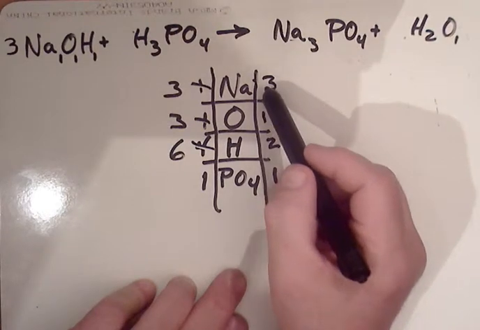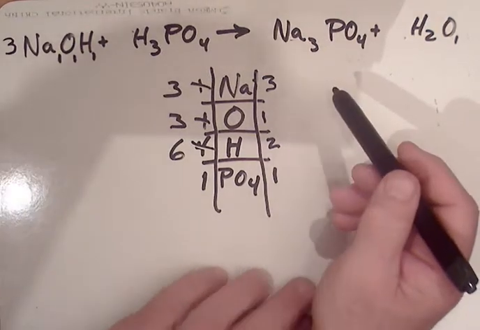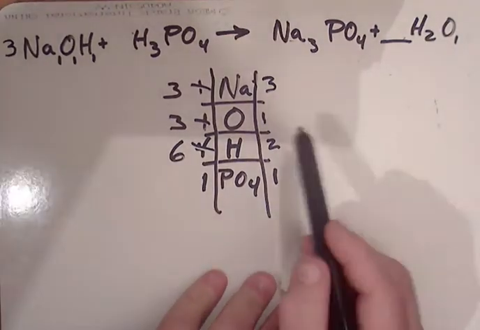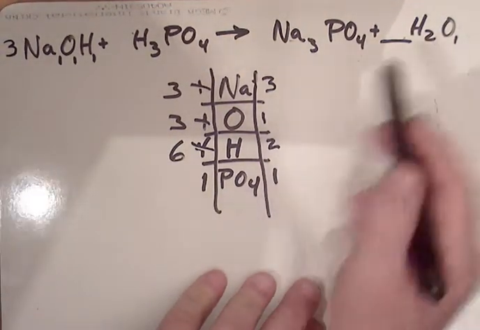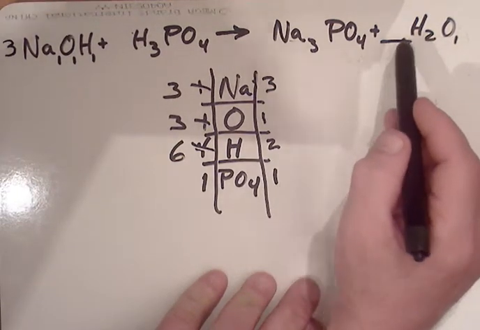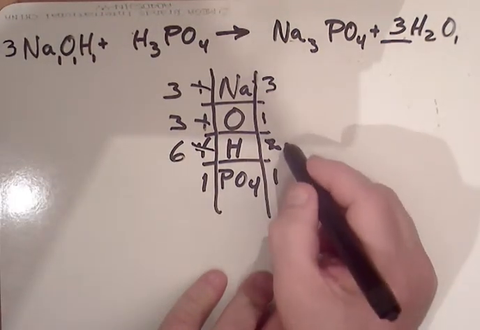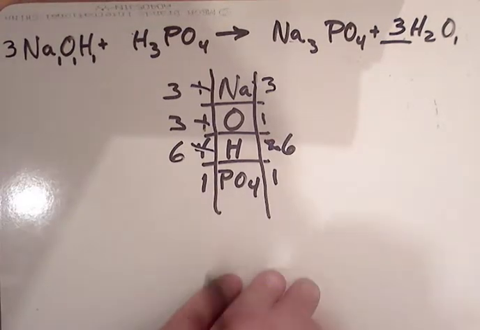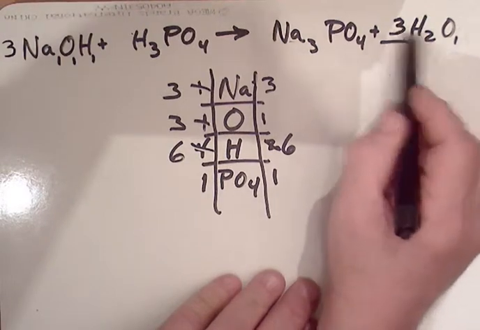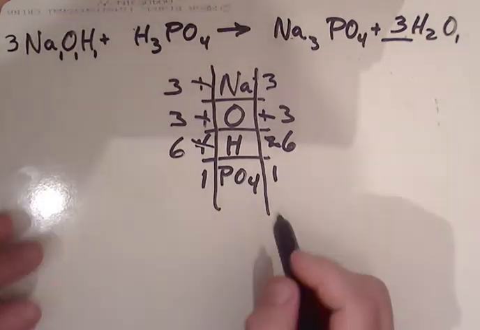So our sodiums are balanced and our phosphates are balanced, but we need more hydrogen and oxygen on the product side. What number would we put in as a coefficient in front of the H2O? Basically, we have 2 hydrogen now. What number times 2 will give us 6? That gives us 3. So we're going to cancel that out. That gives us 6. 3 times 2 is 6 for hydrogens. 3 times 1 is 3. And voila, it's balanced.